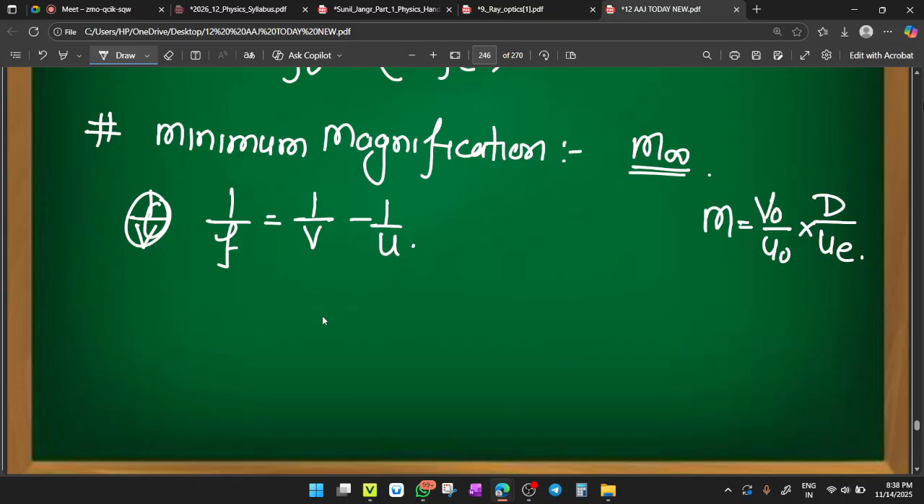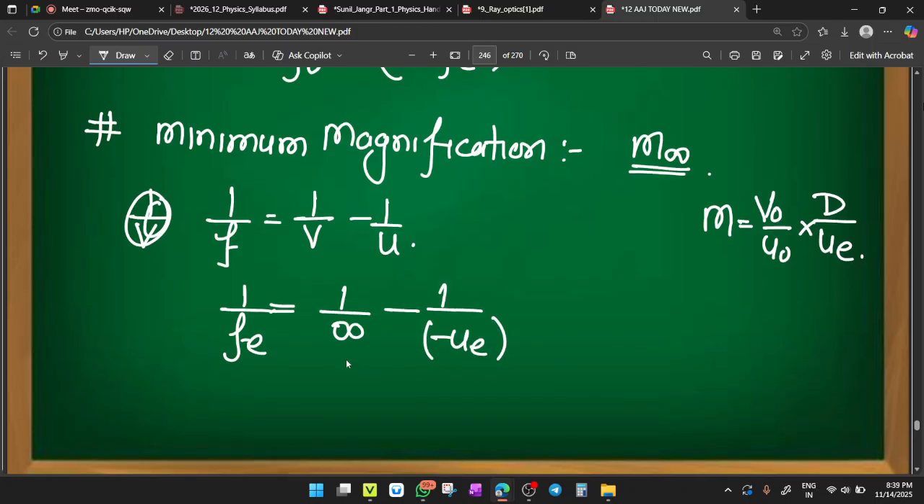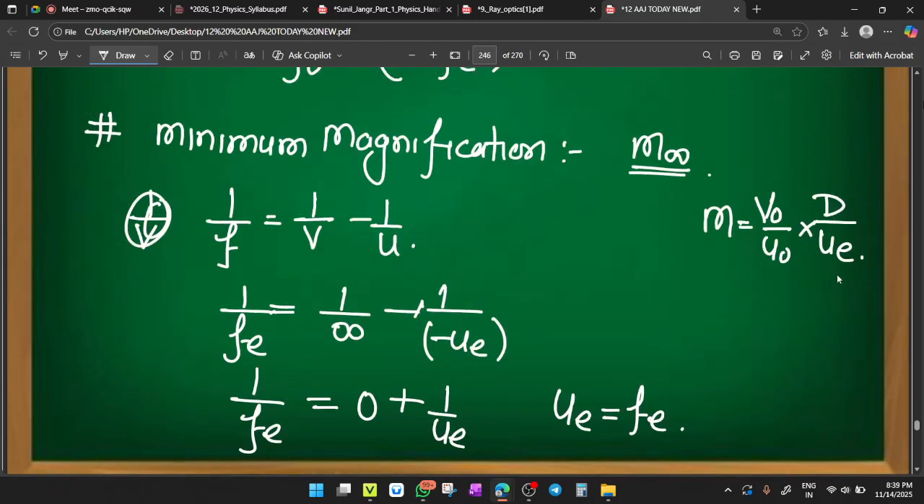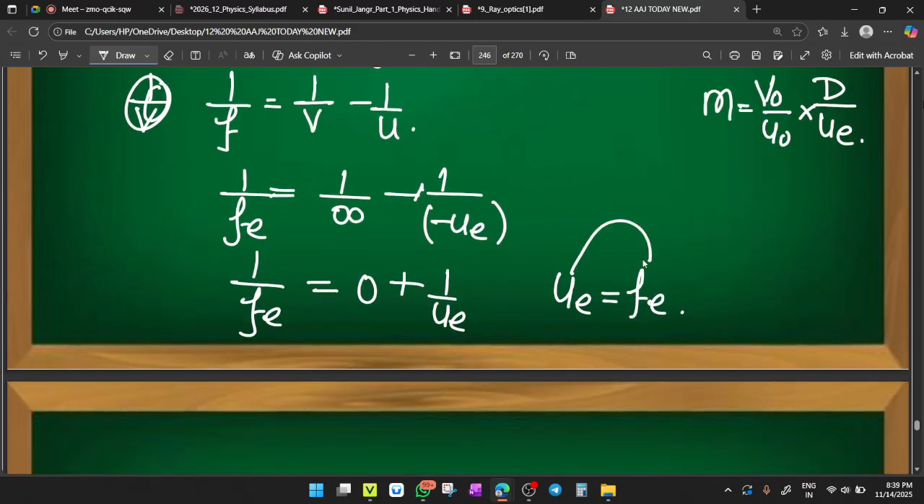Clear or not clear? So for minimum magnification, your final image will be at infinity. So for focal length, it is equals to focal length of eyepiece, FE, and it is equals to 1 upon minus of UE, that will be negative. So 1 upon FE equals to, this becomes 0, minus minus become cancel, 1 upon UE. So UE is equals to FE. Okay. So here in the place of UE, you can put FE.